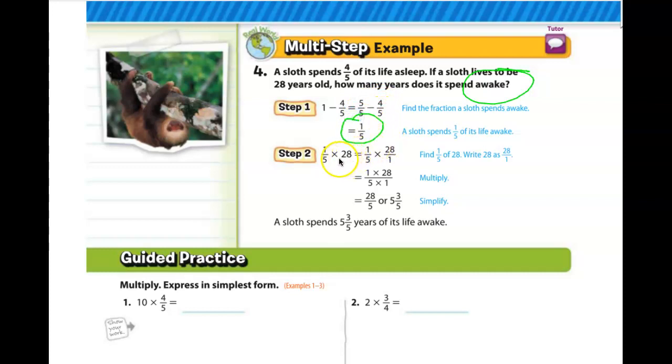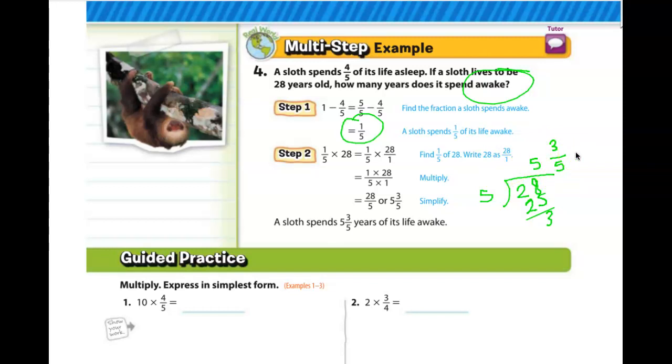And so then the second step will be to multiply 1/5 times 28, put 28 over 1, multiply 1 times 28, you get 28, multiply 5 times 1, you get 5. And as far as simplifying, they don't show this step, but we're going to divide the number 28 by the number 5. 5 times what is close to 28? That's correct. The answer is 5. 5 times 5 is 25. And when we subtract that, we get 3. So what is the denominator going to be? It's going to be what we divided by, which is the number 5. And that's how they get 5 3/5.